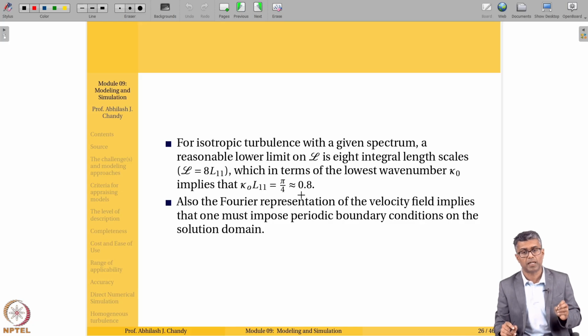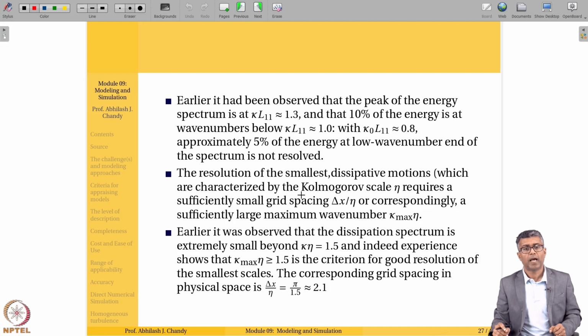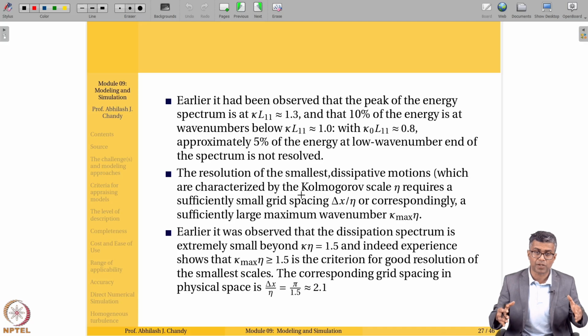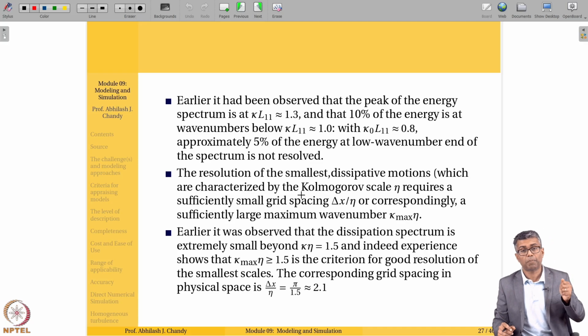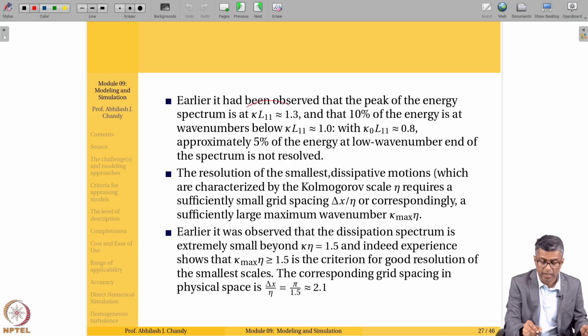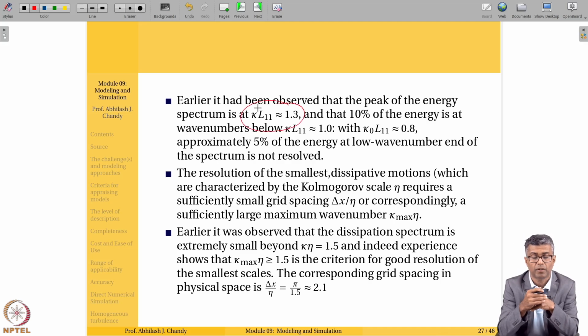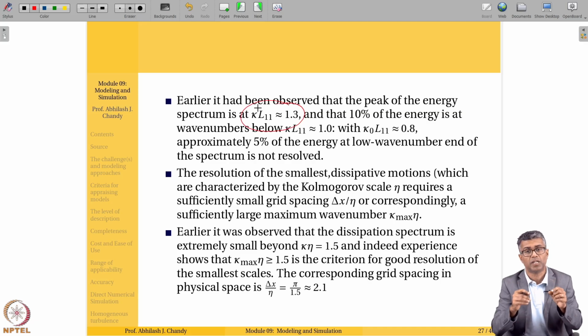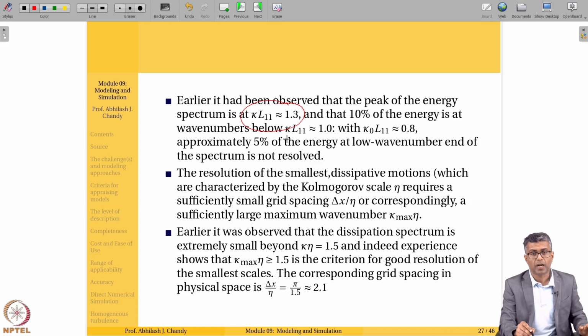So this is something we did last class. Now, because of the Fourier representation of the velocity field, you have to implement periodic boundary conditions. We know that. And when we did this analysis of 80% of the energy being between 6 L0 and 1/6 L0, we noticed that the peak of the energy spectrum is at kappa L11 approximately equal to 1.3, and that 10% of the energy is contained below wave numbers kappa L11 equal to 1.